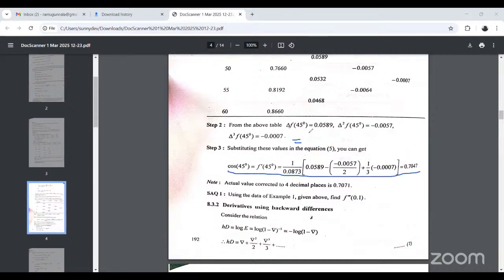That is 1 by h, where h means the difference. The difference is 5 degrees. So 5 degrees equals this. Okay. So accurate to 4 decimal places, that is 0.707. And using this we can also get f double dash 0.1.